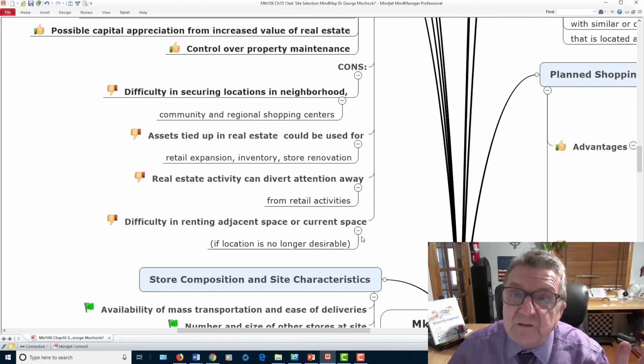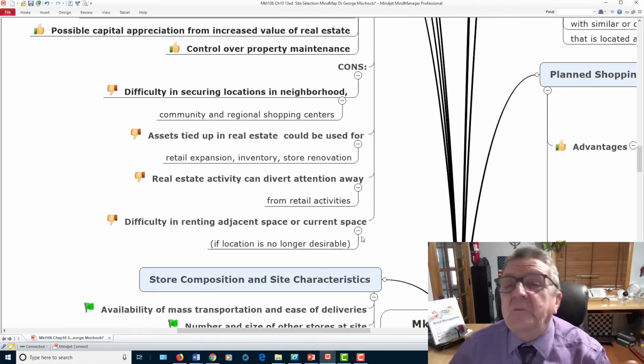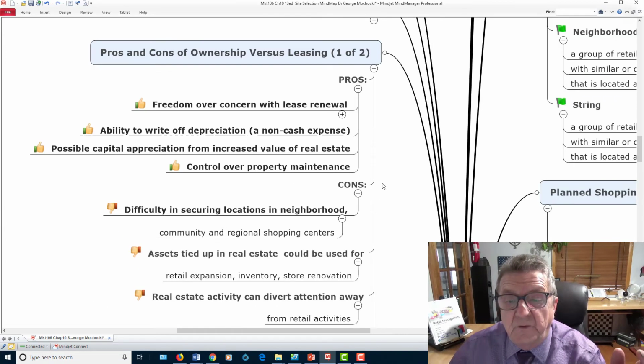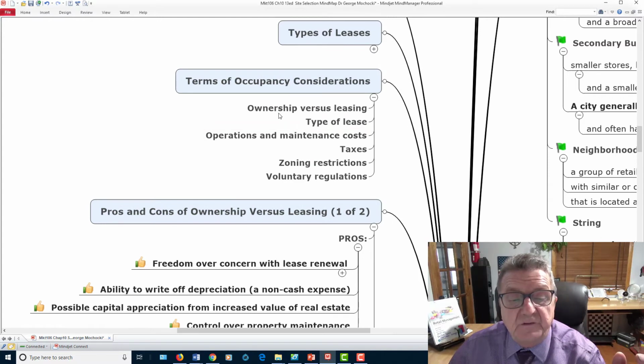There's some really nice suites out there for college students, for young people starting off, to save money and not spend too much, but still have a lot of ability. And from a business perspective, extra income coming in. Okay. Let's see, terms of occupancy, ownership versus leasing, types of lease, operation, maintenance costs, taxes, zoning restrictions, all this.